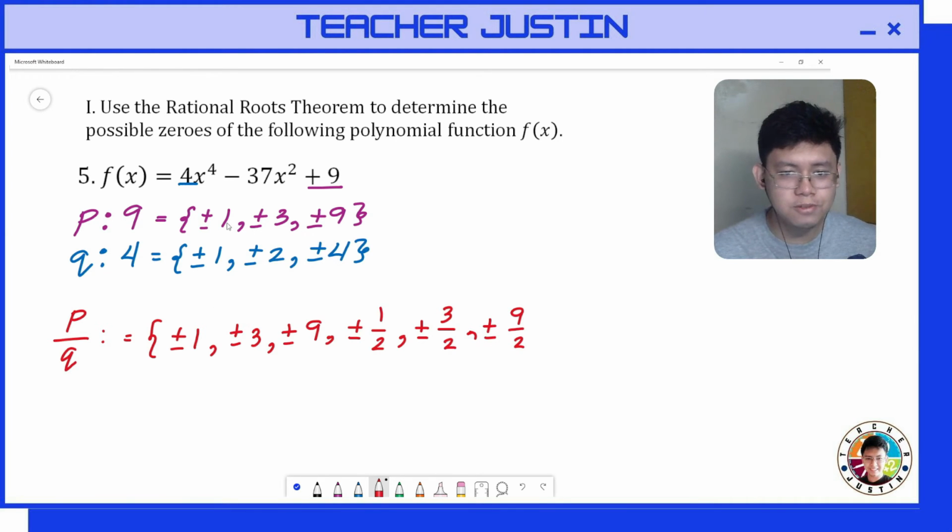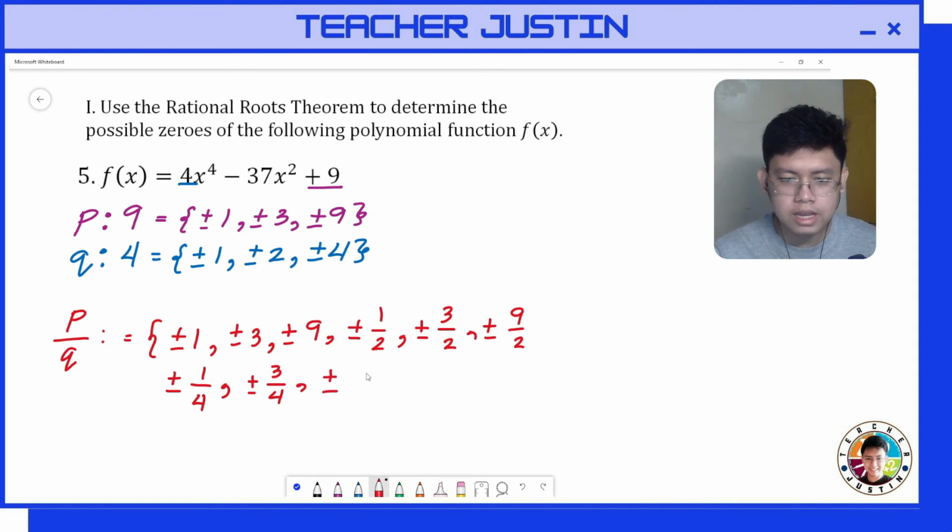Okay, next, let's divide our factors of p by 4. So 1 divided by 4 is ±1/4. Let's divide 3 and 4. 3 divided by 4 is ±3/4. And let's divide 9 and 4. That will give us ±9/4.